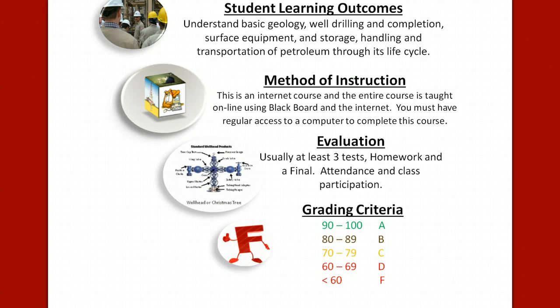Now, grading criteria. 90 to 100 is an A. 80 to 89 is a B. 70 to 79, that's going to be a C. And then anything below 70, you won't pass this class. You need to have a 70 at least in this class to pass it. So if you don't make a 70, you're going to have to take this class again.